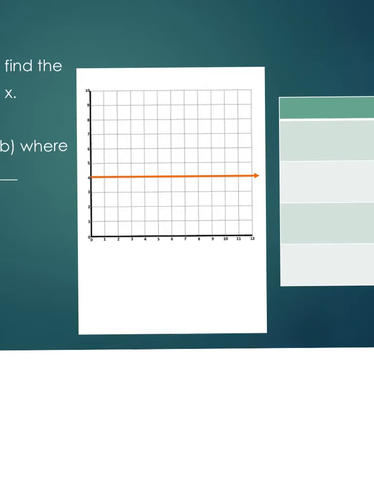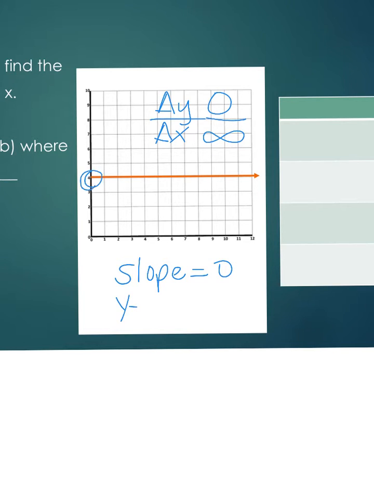One is the slope. In this case, there is no change in y. It stays constant without rising or dropping. And then there is no change in x either, but we can just talk about that being infinity. So the slope for this one is 0. And the y-intercept, where x is 0, is going to be at (0, 4). So we have the two pieces of information that we need.